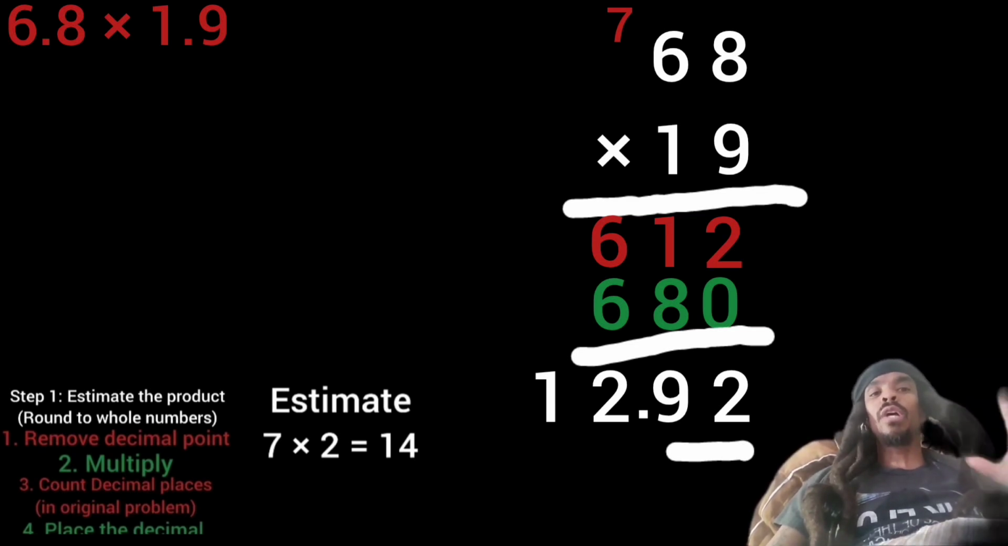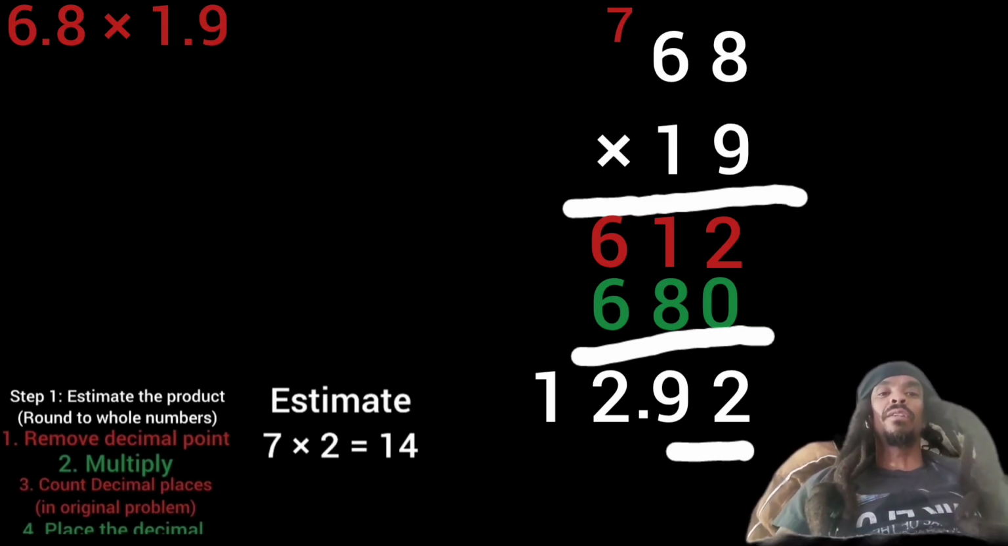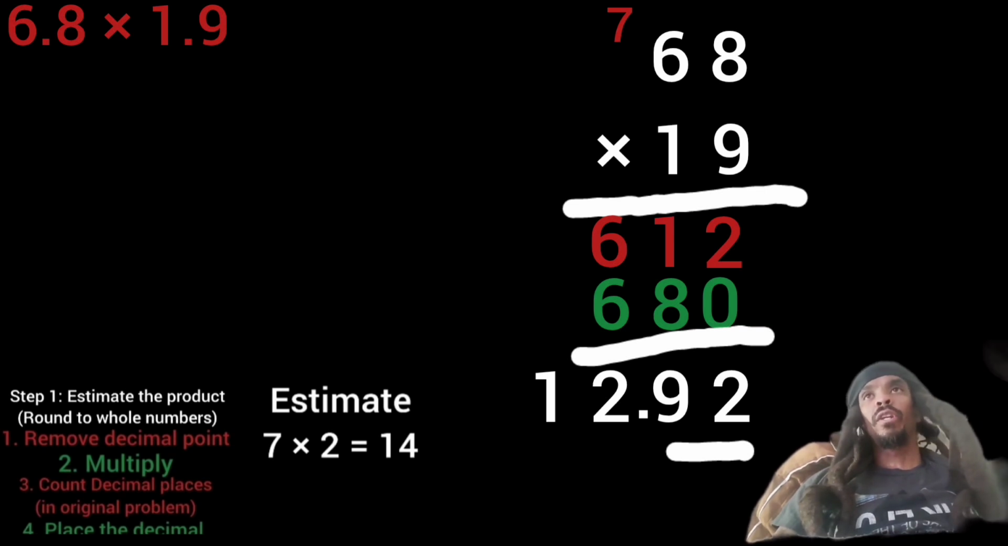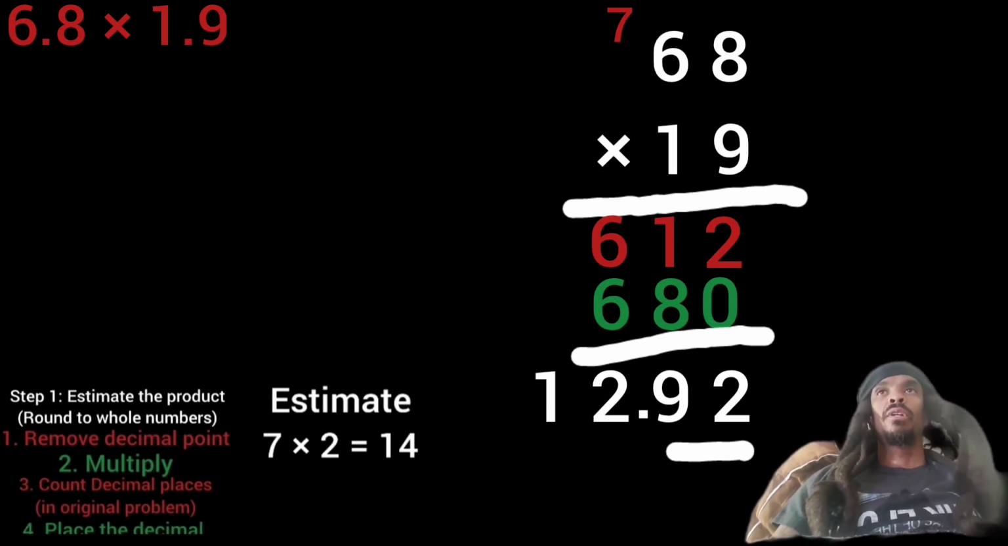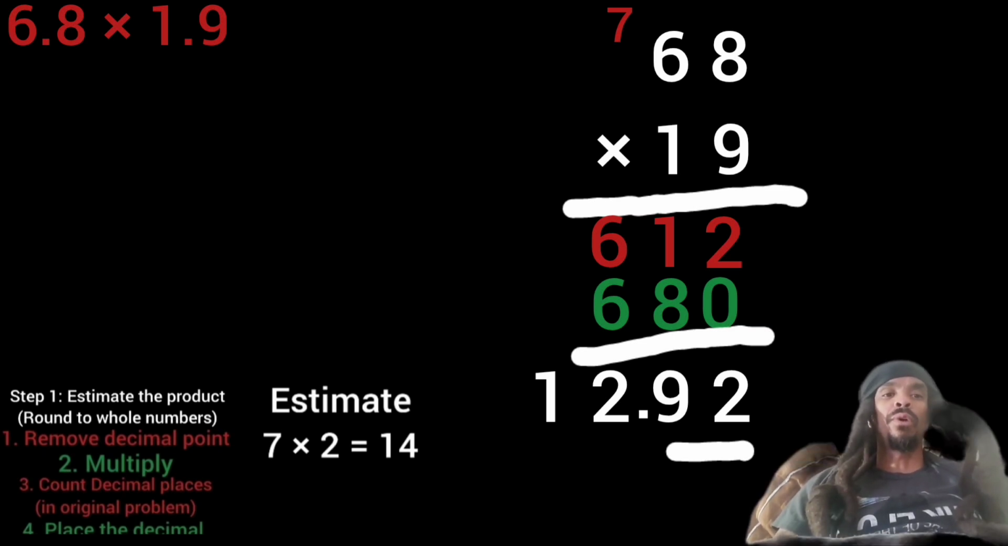So that's what I want you guys to start doing. The problem is letting us know it has 2 decimal places in the original problem, so we need to have 2 decimal places in our answer. So that's one way to know that the decimal point is in the right place. But you also have to consider your estimation, okay? Knowing that our answer, 12 and 92 hundredths, is close to 14 lets us know that that's the correct place for the decimal point. Okay, so now you've got 2 different ways.